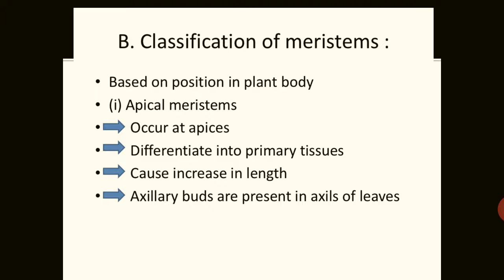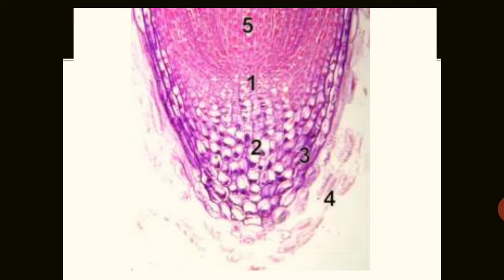Sometimes the axillary buds are present at the axis of the leaves. They also bear these meristematic tissues. When this axillary bud falls off, the next branch comes out from that position and area. This is the apex region. You can find here number 1, number 2, number 3, number 4 and number 5.